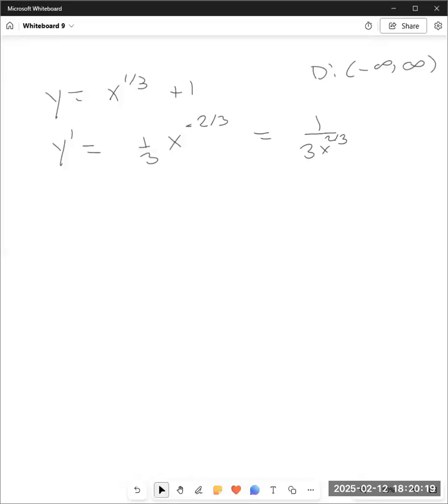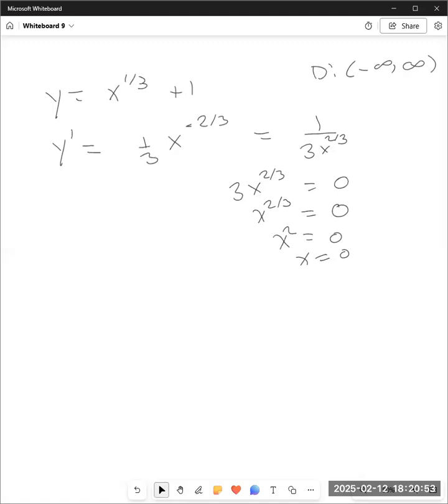Remember what we said about critical numbers? Haven't found any like this up to this point, but they can make the derivative equal to 0 or undefined. So we're going to look for where the numerator is 0 or the denominator is 0. Clearly the numerator is never 0 here. Let's check out that denominator. 3x to the 2/3 is equal to 0. X to the 2/3 is equal to 0. If we cube both sides, x squared is equal to 0. Square root both sides, x is equal to 0.